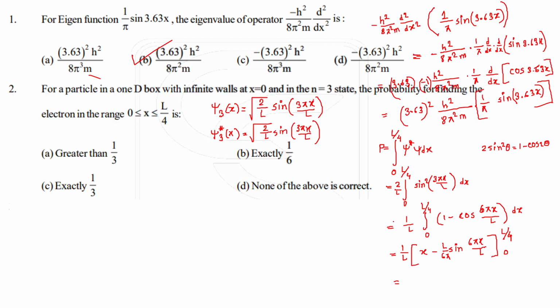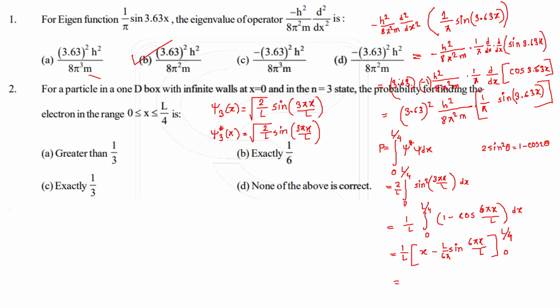So what we are trying to solve was that the question is for a particle in a 1D box with infinite walls at x is equal to 0 and L, in the n is equal to 3 state. For that we have written the wave function. We know the wave function for a particle in a box is root over 2 by L sine n pi x by L. In place of n, we have written 3, so 3 pi x by L. Now we have to find the probability of the electron in this range, 0 to L by 4.